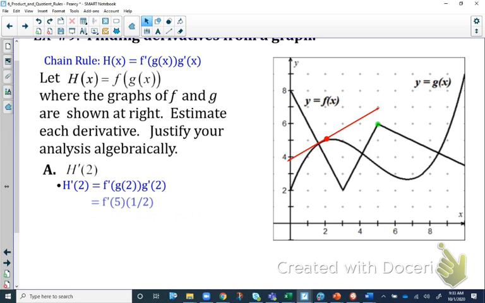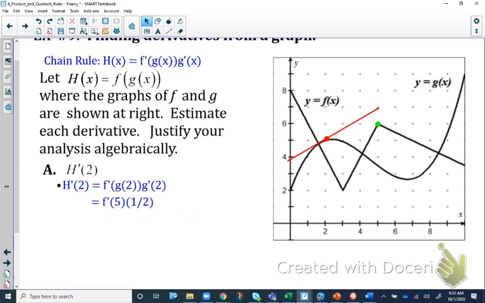So here, g prime of 2 is going to be the slope of function g at x equals 2, or the slope of the tangent line of function g at x equals 2. And here, g of 2 gives us an output of 5, so the slope of the tangent line at x equals 2, that's about a 1/2. That's what that red line is.